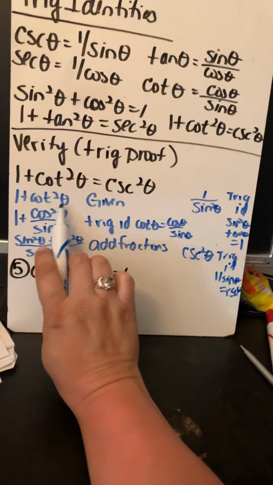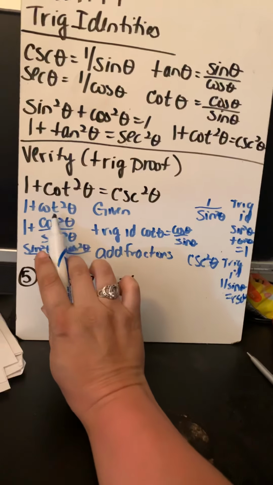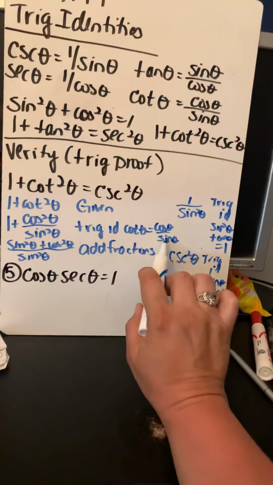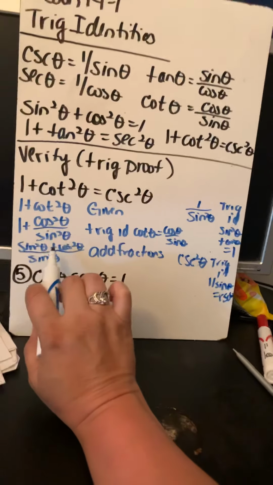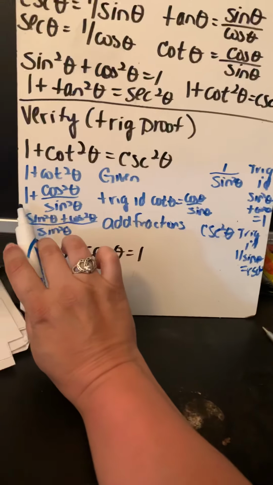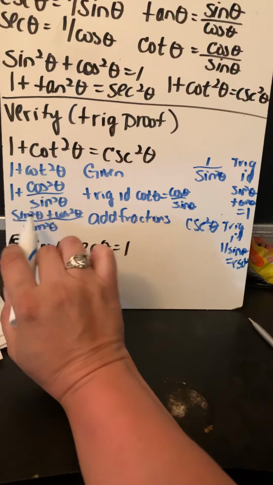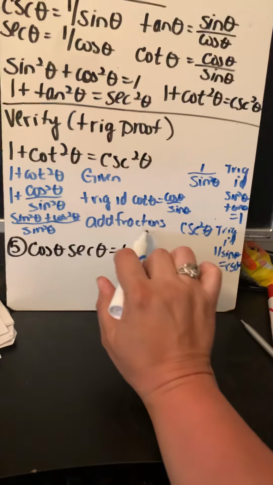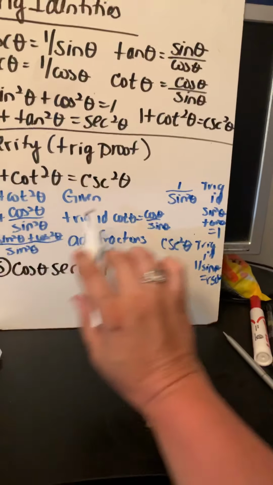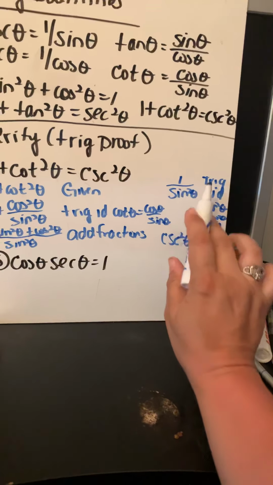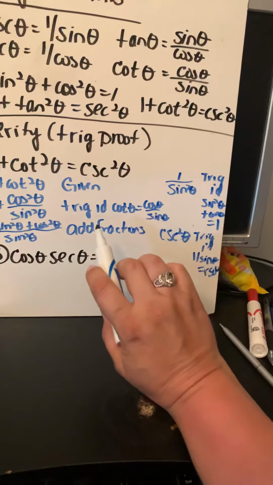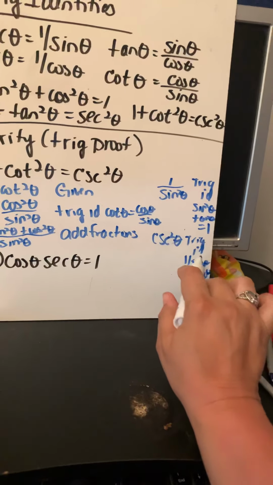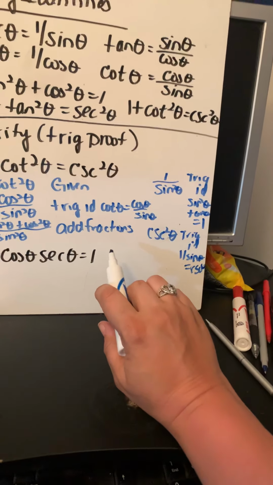Okay. 1 plus cotangent squared is my given. I know cotangent is cosine over sine, so I replaced it. Cosine squared over sine squared. Trig ID cotangent, cosine over sine. Add fractions, so I'd multiply this by sine squared over sine squared. So then I would have sine squared plus cosine squared in my numerator, all over my common denominator of sine squared. Okay, I added fractions. Sine squared plus cosine squared is 1 over sine squared. So my trig ID sine squared theta plus cosine squared theta equals 1. 1 over sine is cosecant. Cosecant squared theta, trig ID, 1 over sine is cosecant theta.